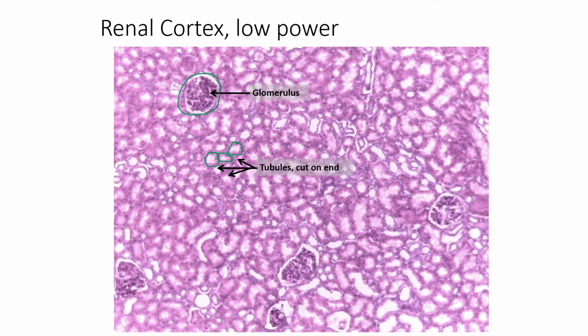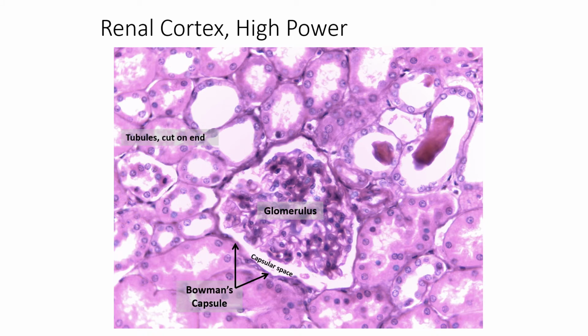So we can see that lumen or that opening on the inside of them. Here's another glomerulus down here. Another one over here, right? So all of these glomeruli with their proximal and distal convoluted tubules all packed in very closely. Remember, the kidney has over 1 million nephrons. So let's zoom in to higher and look at this. It's amazing what we can see.